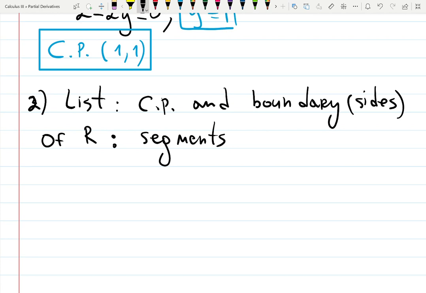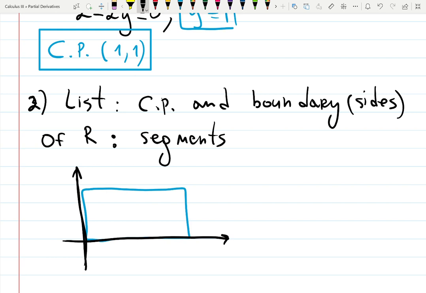Let's see why. It's a rectangle. We just sketched the graph. We need to know all details about this rectangle. A rectangle from 0 to 3 and from 0 to 2 has 4 segments. Let's name them. For example, the order doesn't matter. L1 to the right. L2 is at x equals 3, from height 0 to 2.